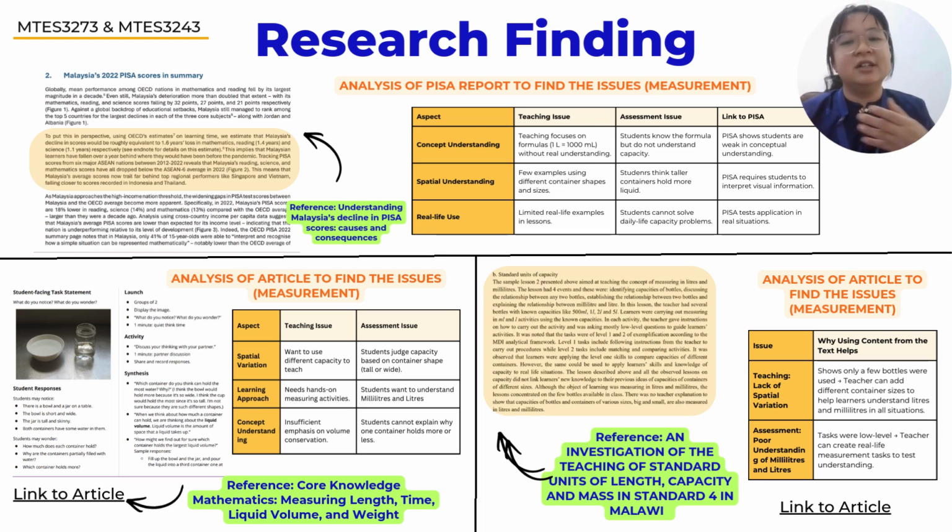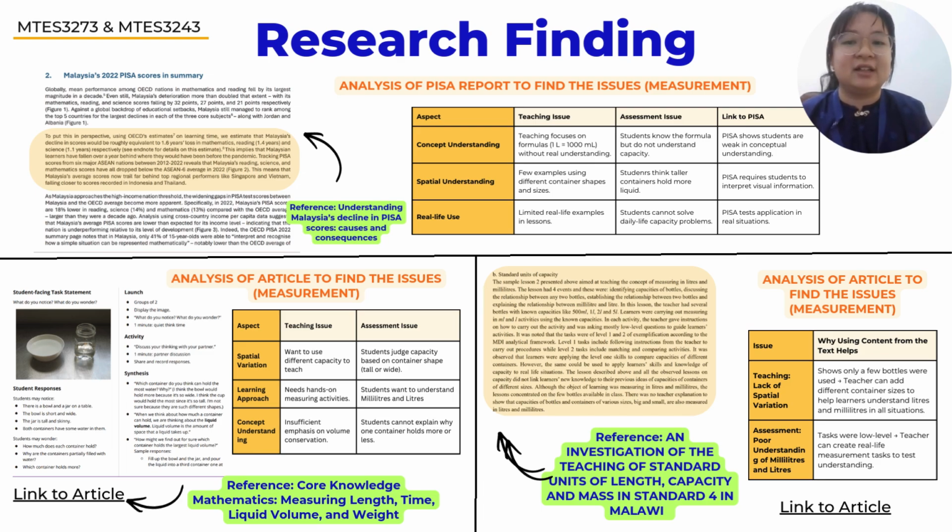In addition, real-life application is limited in teaching and assessment. Students are rarely exposed to daily life capacity problems, so they find it difficult to apply their knowledge in real situations, which is a key focus of PISA.